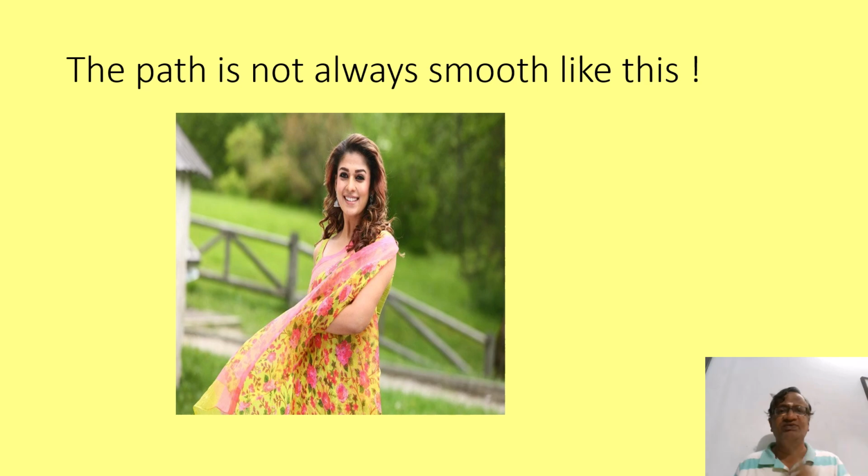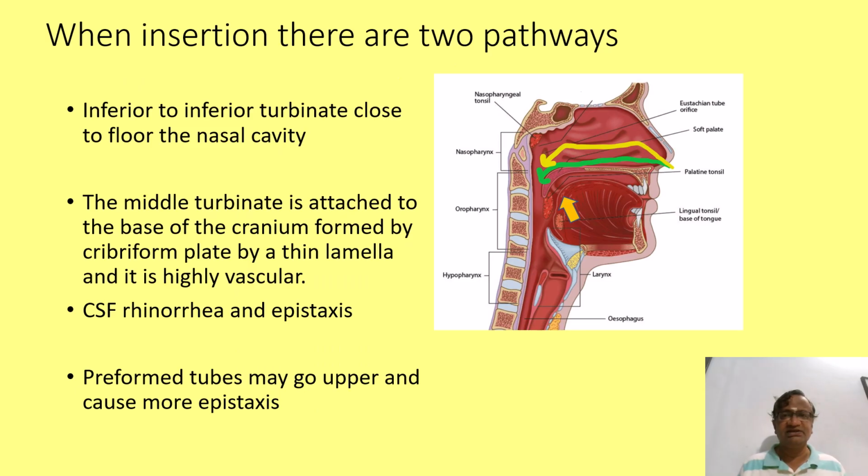The path is not always smooth like this. Now you see when inserting, as I have already told, inferior turbinate, middle turbinate. There are two pathways here. The tube can go here or the tube can go through this. The middle turbinate is attached to the base of the cranium, so CSF rhinorrhea and epistaxis are dangerous. Preformed tubes may go upper, so routine tubes may go lower. So these may be two paths.